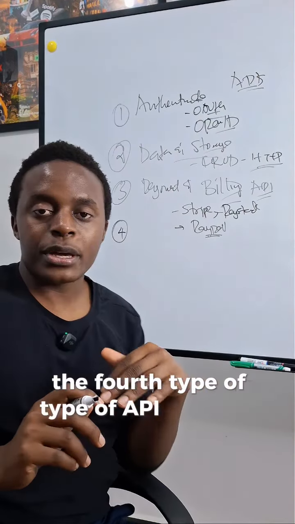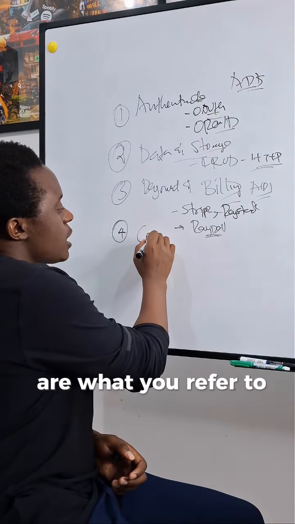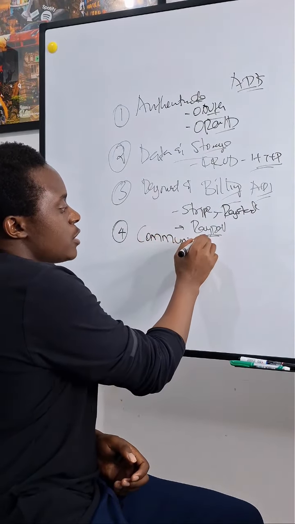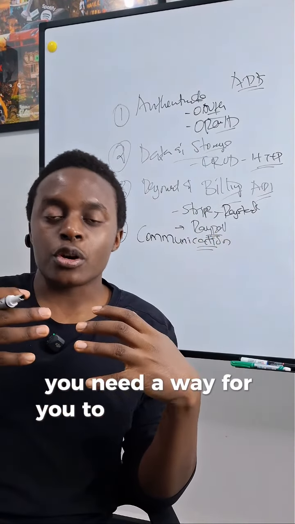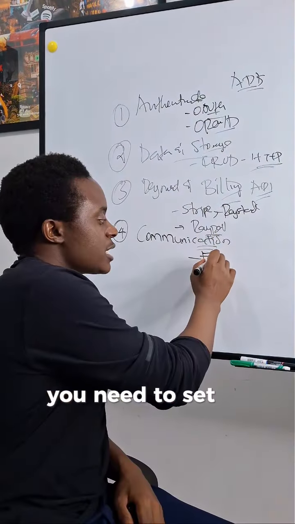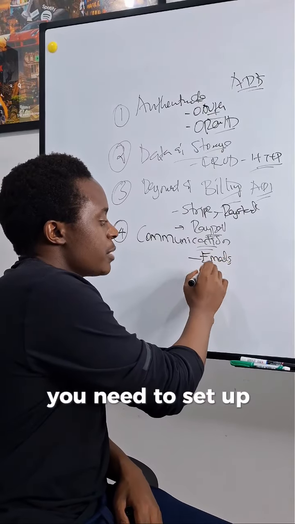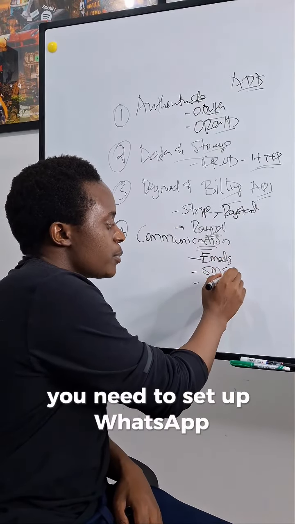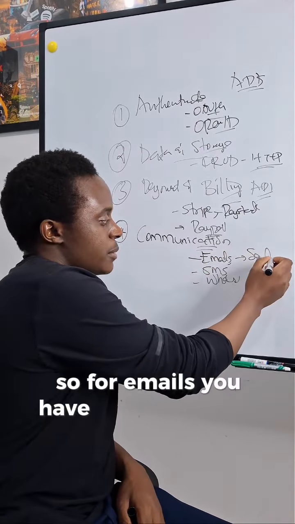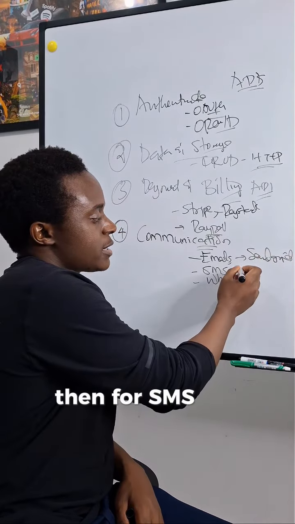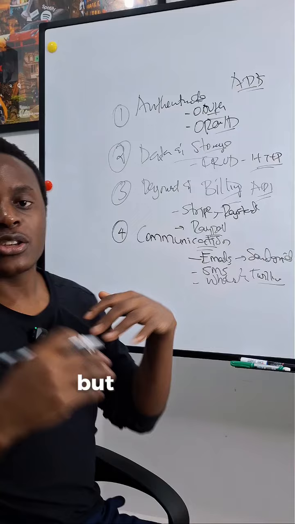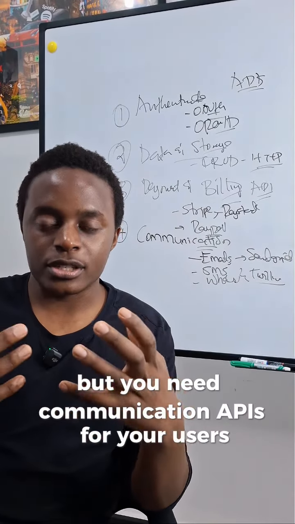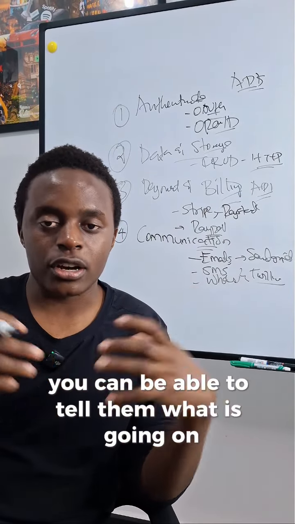The fourth type of API that you need apart from all these are what we refer to as communication APIs. So when you talk about communication APIs, when you build an application, you need a way for you to communicate with your users. You need to set up emails for this. You need to set up maybe SMS. You need to set up WhatsApp, all this. So for emails, we have something like SendGrid. Then for SMS and WhatsApp, you can even use Twilio, which has a number of APIs that you can use for this. But you need communication APIs for your users so that you can be able to tell them what is going on and give them updates.